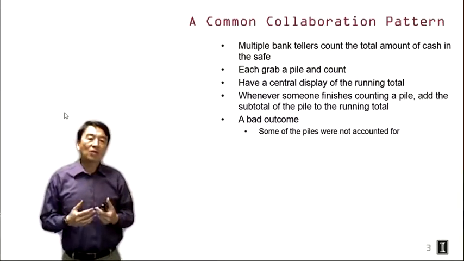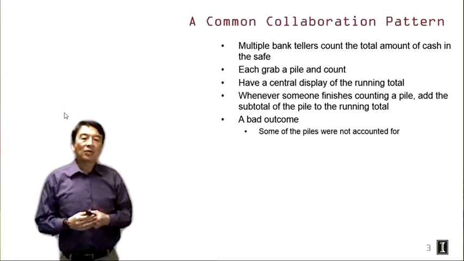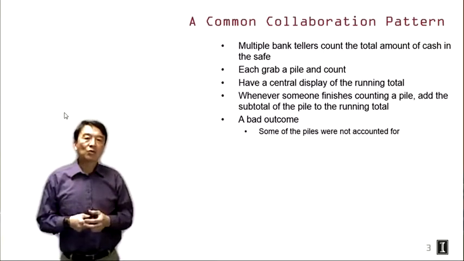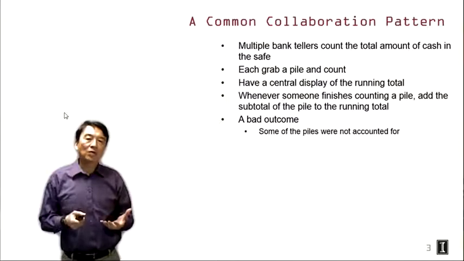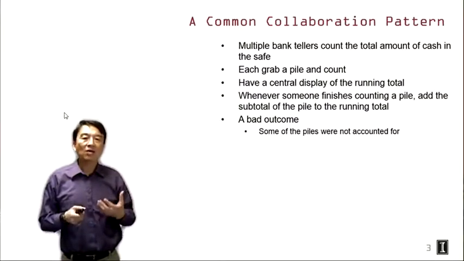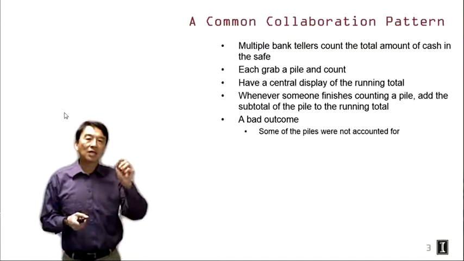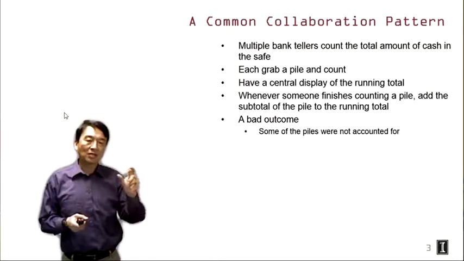Here is a common collaboration pattern. When we have many people working together, for example, in a situation where we have many bank tellers counting the total amount of cash in the safe. A good way to collaborate is for each teller to grab a pile of cash and count. And then after finishing a pile, the teller will go and update a current sum to incorporate the amount of money in the pile that he or she just counted.